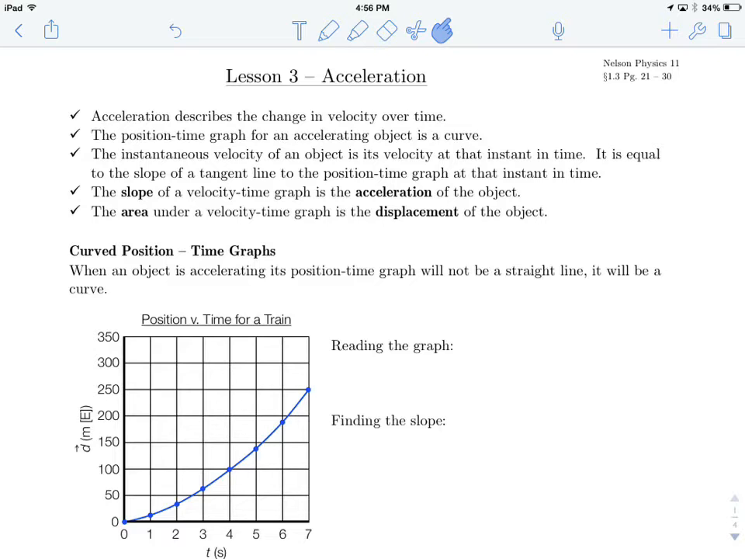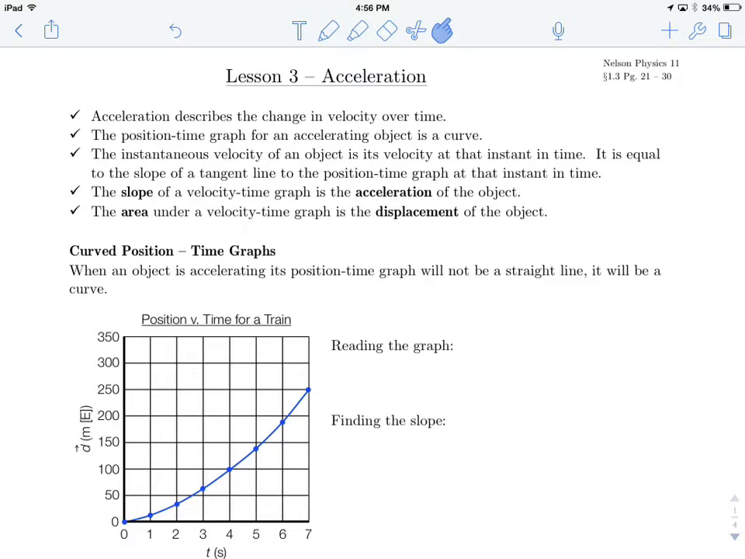All right, here we go. Lesson number 3. Lesson is in 2 parts. So we're going to talk about the first couple of these essential learnings in the first part of this lesson, and then we're going to talk about the second 2 in the next part.